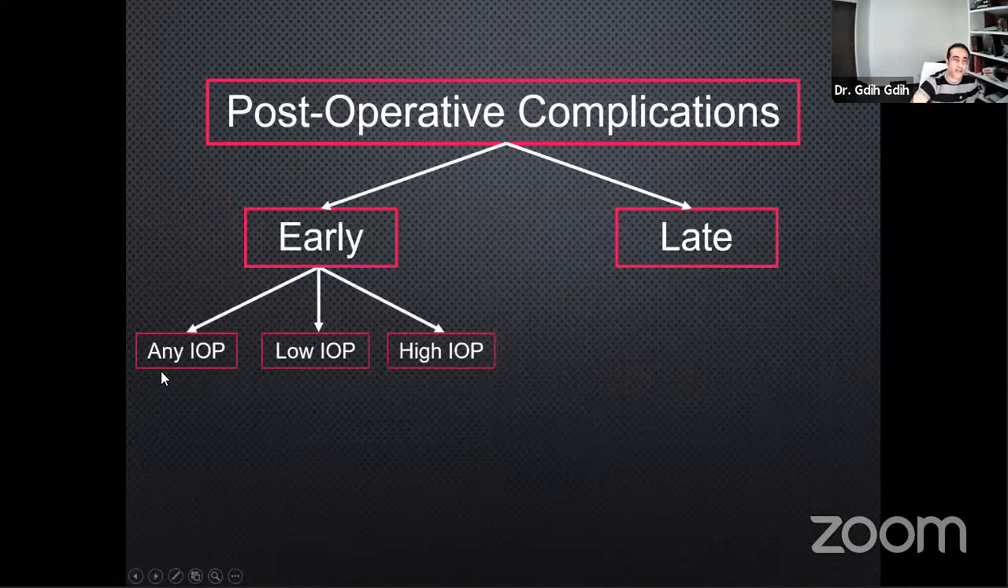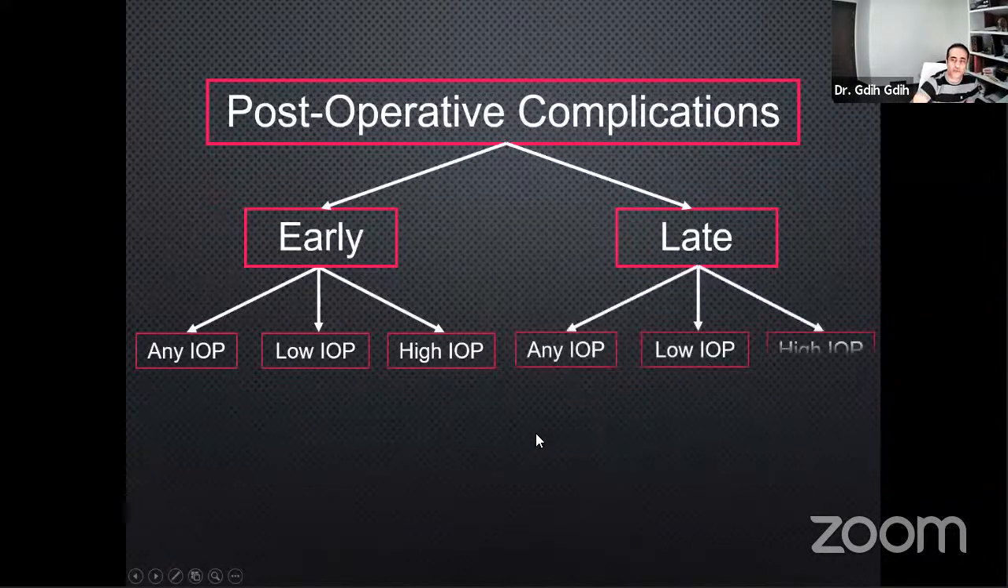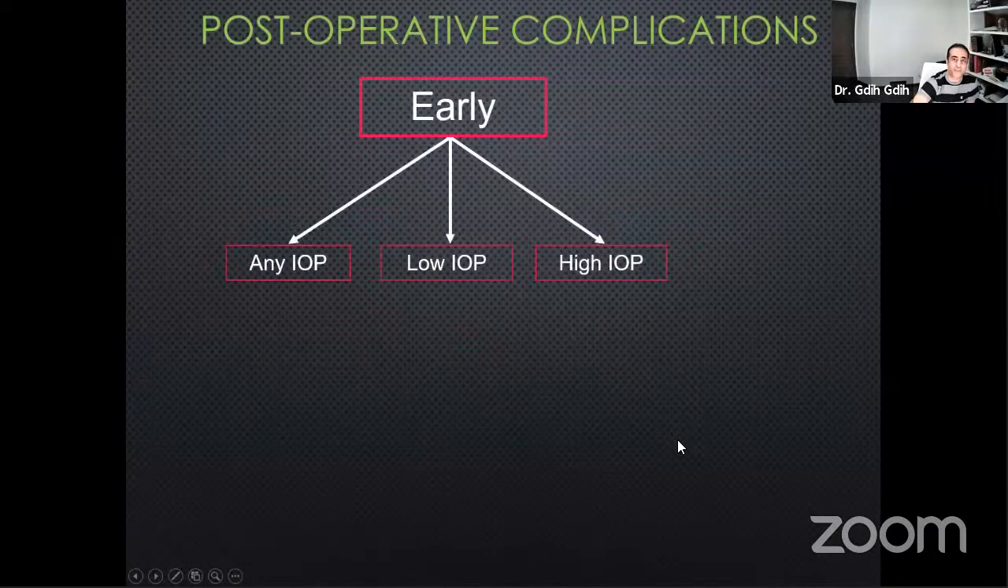In early, we're going to talk about any intraocular pressure, low intraocular pressure or high intraocular pressure. And late, we're going to talk about the same thing, whether we have a late complication with any intraocular pressure, or a late complication with low intraocular pressure, or a late complication with high intraocular pressure. Let's take the early one. So you have an early complication with any intraocular pressure.